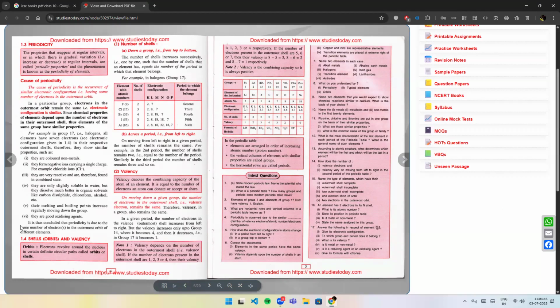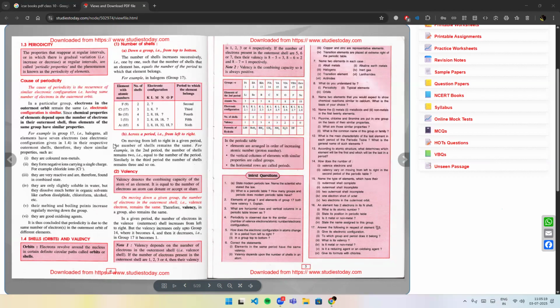Since chemical properties of elements depend upon the number of electrons in their outermost shell, elements of the same group have similar properties. For example, in group 17, that is halogens, all elements have 7 electrons in their respective outermost shells. Therefore, they show similar properties such as they are colored nonmetals, they form negative ions carrying a single charge, for example, chloride ion.